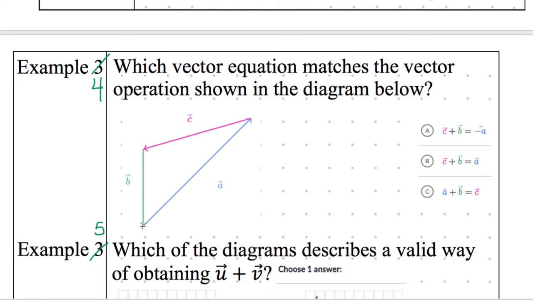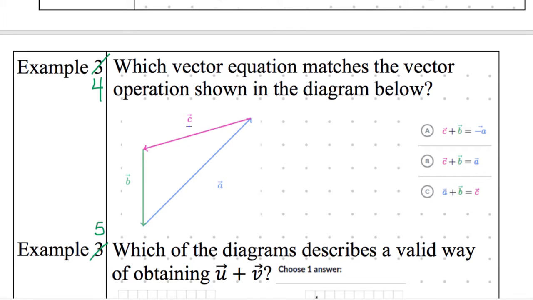Look, if A and C were tail to tip, that would mean that B should be going this direction, right? Because it starts here, goes here, and then ends here. But it's not, it's going the wrong way. So that means what's really happening here is that A plus C is equal to negative B because it's going the wrong way. Is there anything over here that says A plus C is equal to negative B? No? Okay, let's try another one.